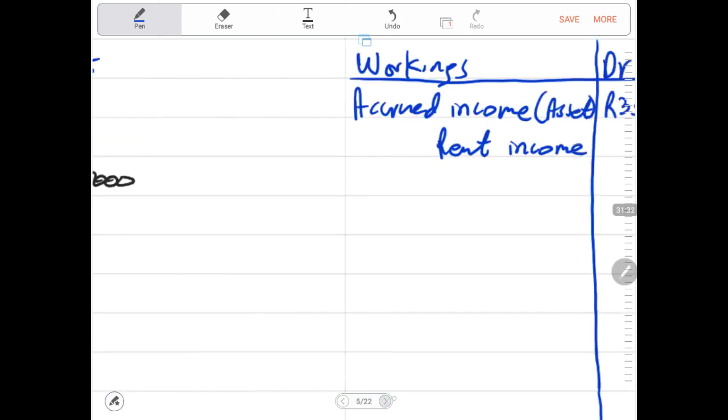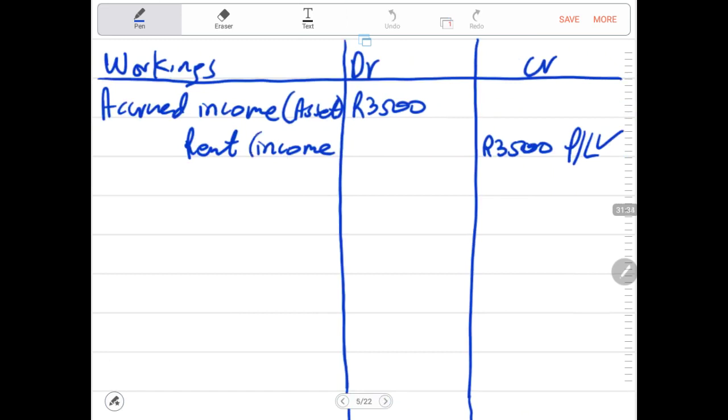Why do we say plus 3,500? Because incomes increase on the credit side. That is where the incomes increase. So now we are increasing that rental income on the credit side by 3,500.